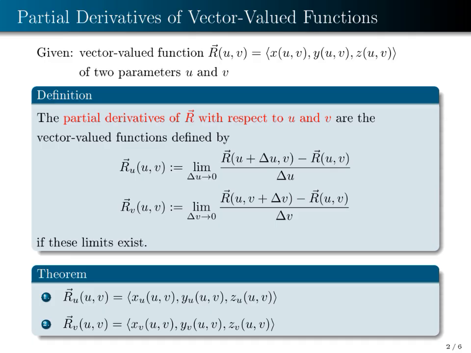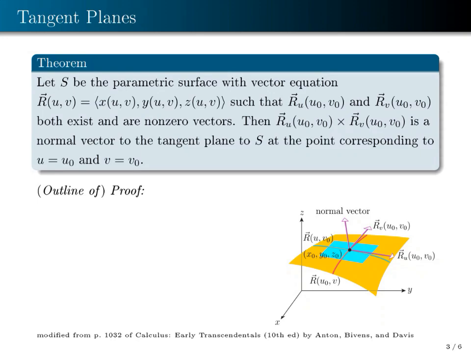Now that we know how to obtain partial derivatives of vector-valued functions, we are ready to find equations of tangent planes to parametric surfaces. The next theorem is our main result for this lecture. It tells us how to identify a normal vector to the tangent plane of a parametric surface S.